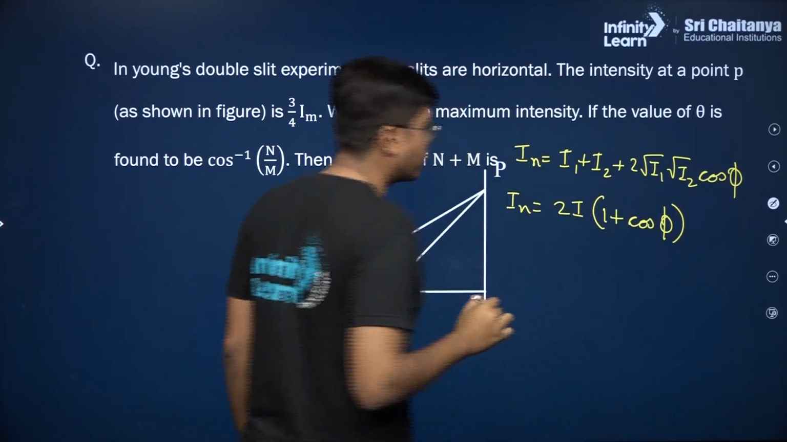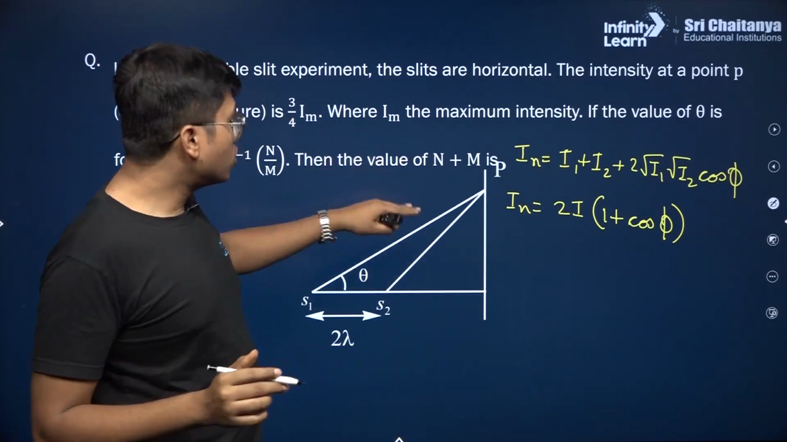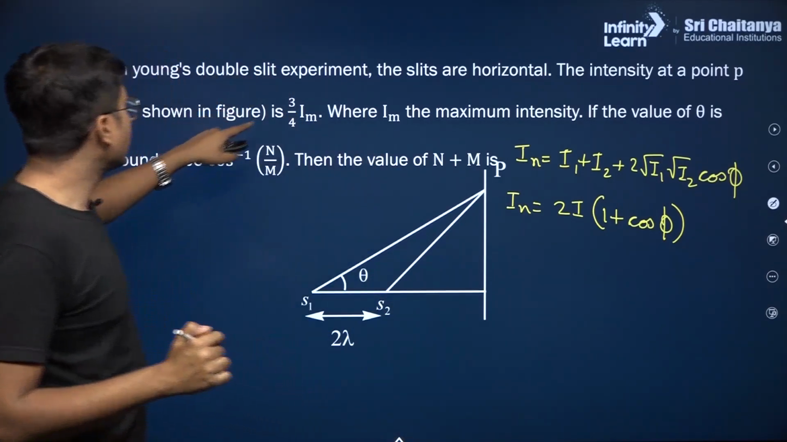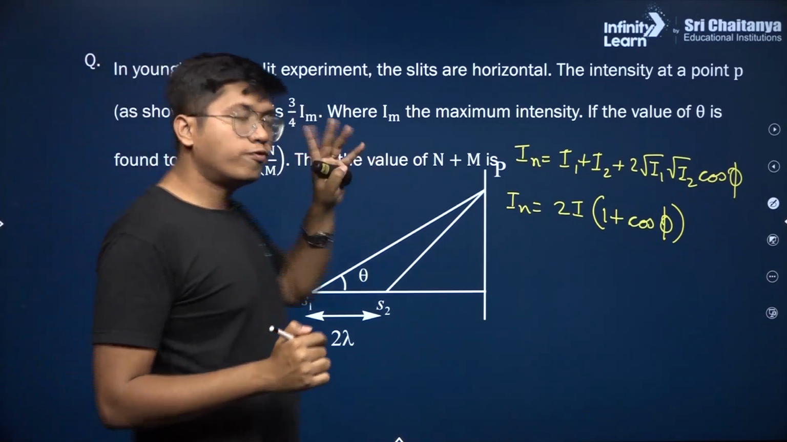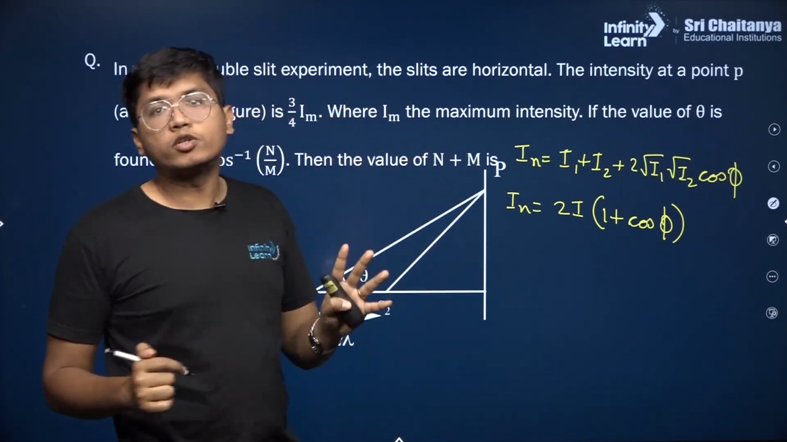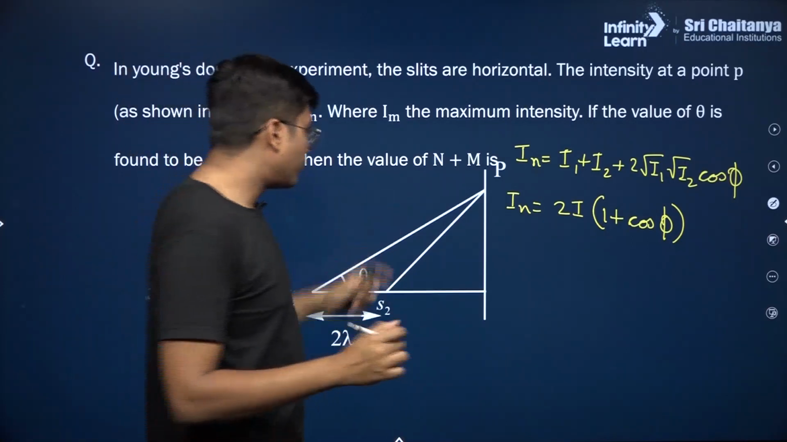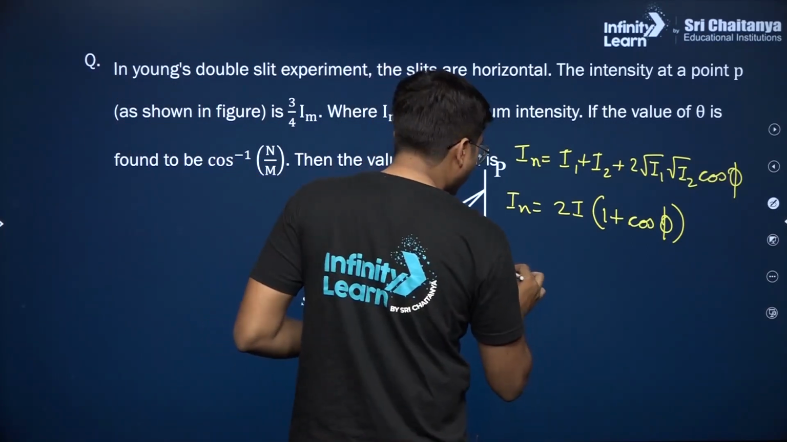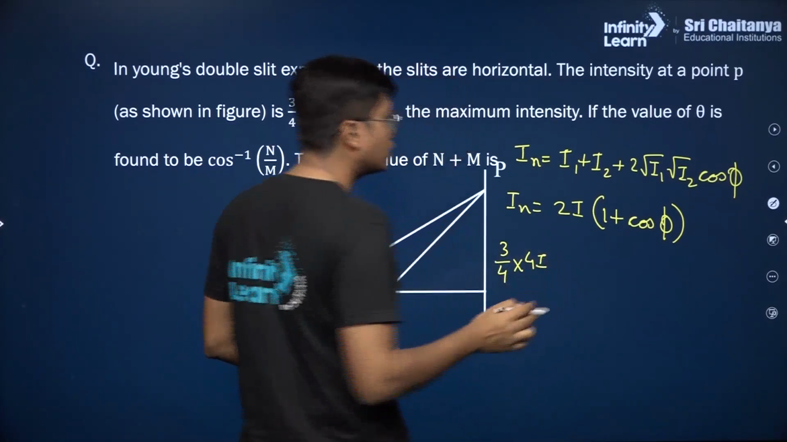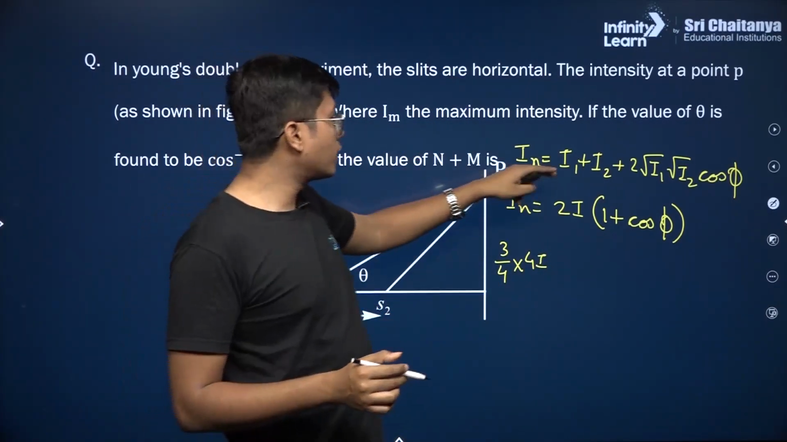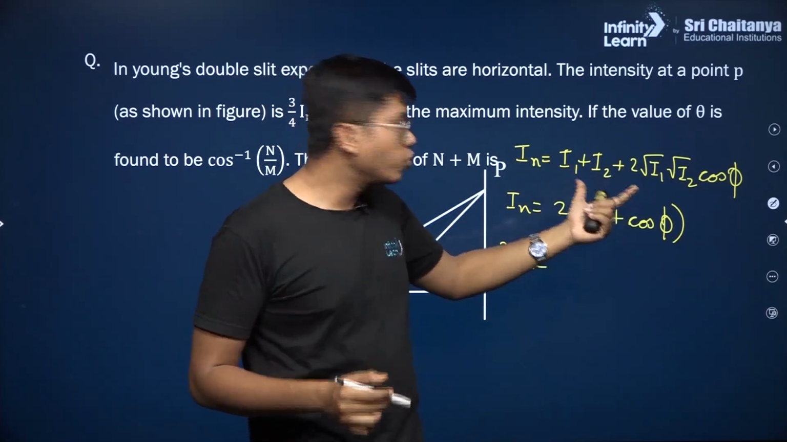1 plus cos phi. Now we also know that this is equal to 3 by 4 Im, and Im is equal to 4I, right? So firstly we'll write this 3 by 4 Im is equal to 4I. This is a known fact. You must know this relation, that the maximum value, when can it happen?